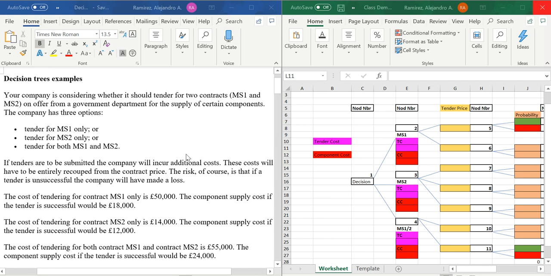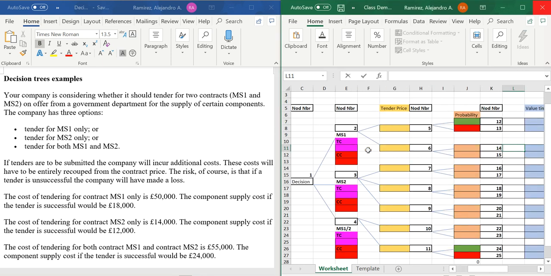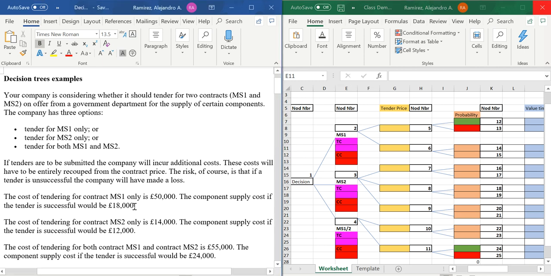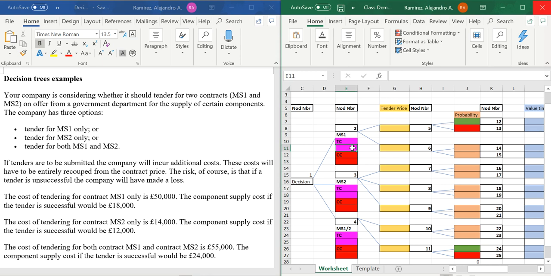So now let's try to fill in all the information that we already collected and examined. The tender cost, the cost of tendering, remember, is money that I need to pay in order to apply. Let's take it as a ticket for going into the stadium. Regardless of whether your team wins or loses, you still have to pay for that ticket to go in. Then on top of that, if you lose, you still have to pay 18,000. Let's take it as a bet.